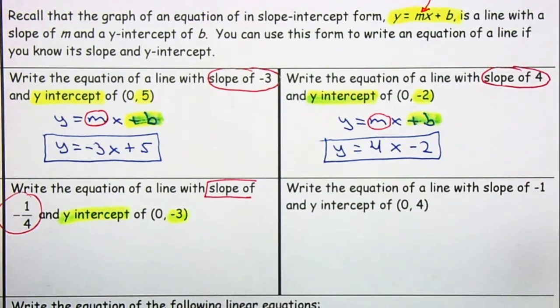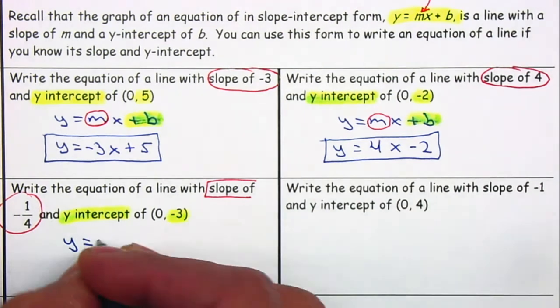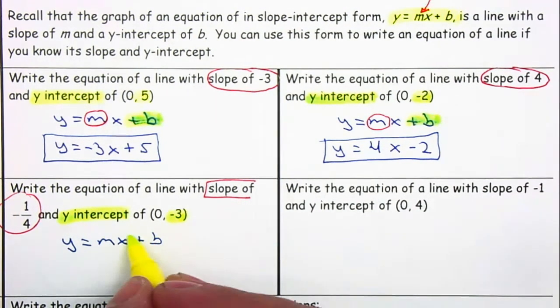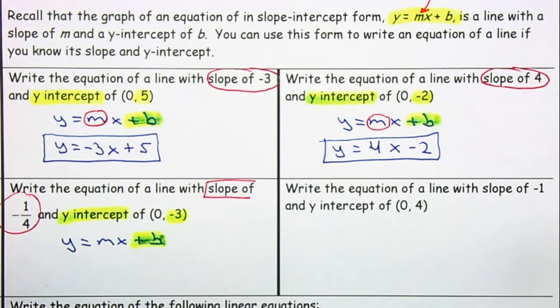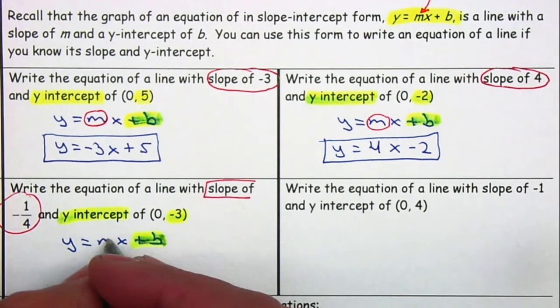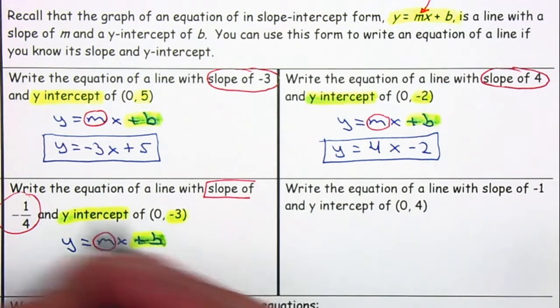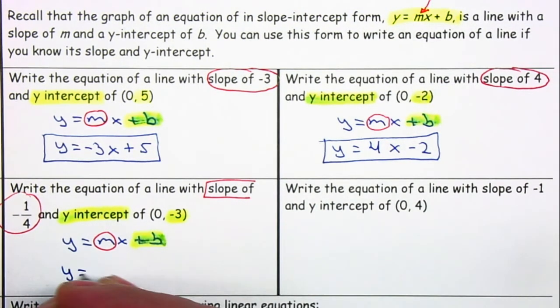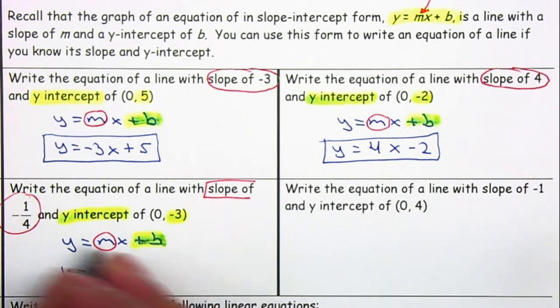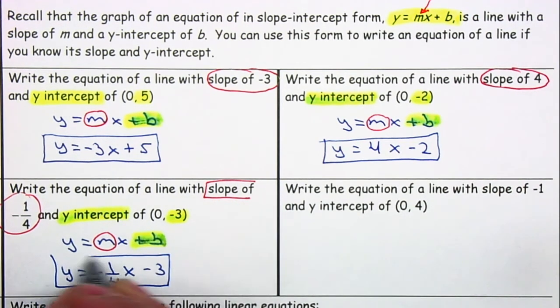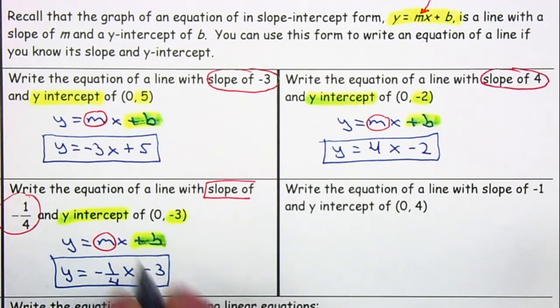I'm going to write down the equation of the line. Y is equal to mx plus b, where b is your y-intercept. That's where the line crosses the y-axis. And m is your slope. So I'm going to substitute the information that's given to me. Y is equal to -1/4, that's your slope, x, and the y-intercept is -3. And be sure to box in your answer so I know that's your final answer.